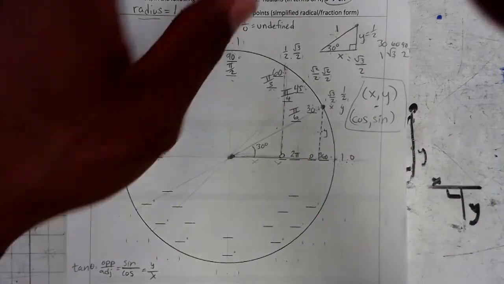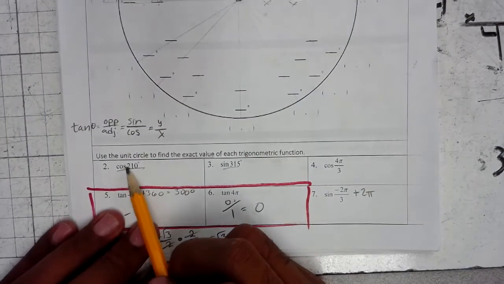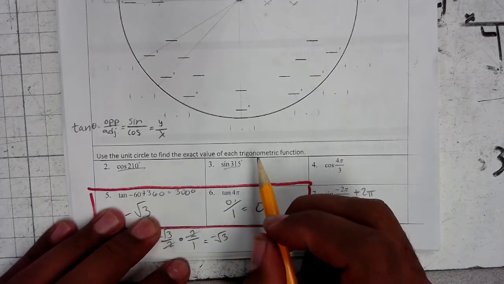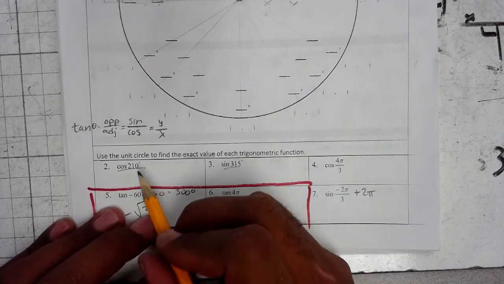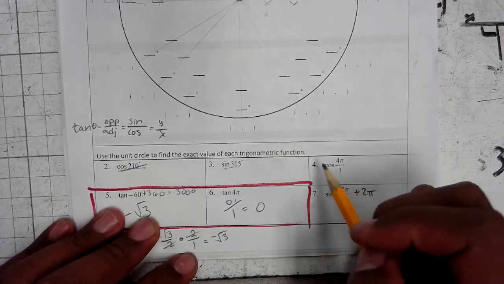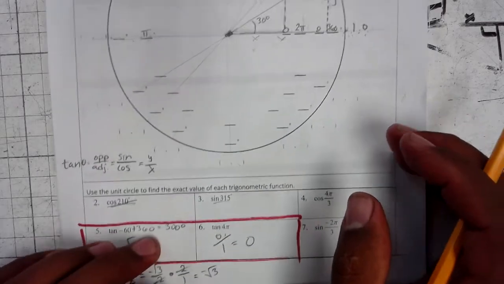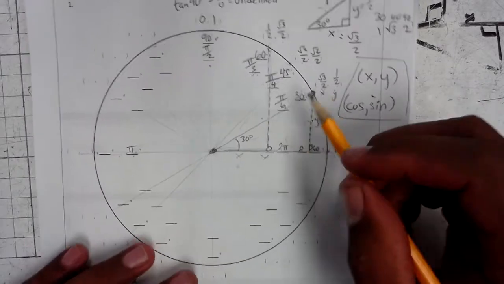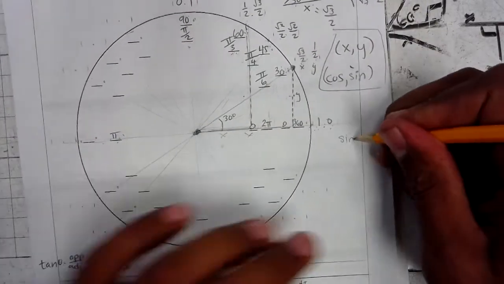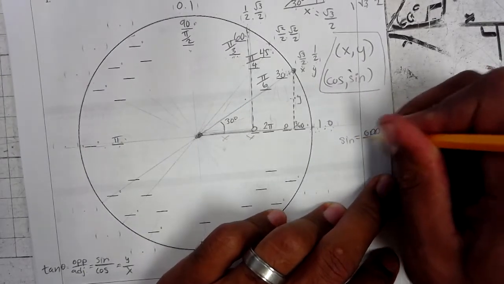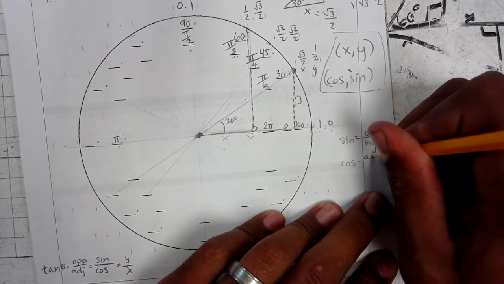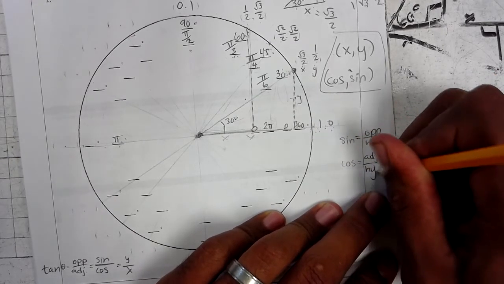Okay? So now what you're going to do is down here, it says use the unit circle to find the exact value of each trigonometric function. Basically, you're going to look for the cosine or sine of these different values. In order to understand that, let's go back to the triangle again. Sine is opposite over hypotenuse. Cosine is adjacent over hypotenuse.